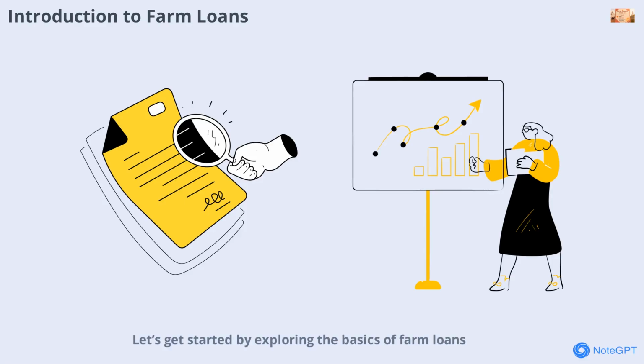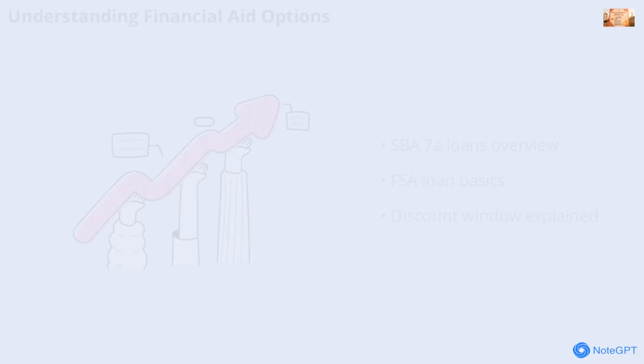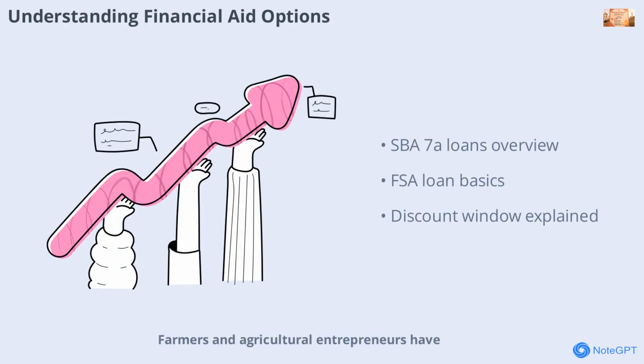Let's get started by exploring the basics of farm loans and why proper documentation is crucial for a successful application. Farmers and agricultural entrepreneurs have access to several financial aid programs, including the SBA 7A, FSA loans, and discount window options. Each program has its own set of requirements and benefits. It's important to research which option aligns best with your business needs and long-term goals. In this scene, we'll briefly introduce these options and explain how they can support your farm's growth and sustainability. Remember, choosing the right financial aid can make a significant difference in your operation's future.